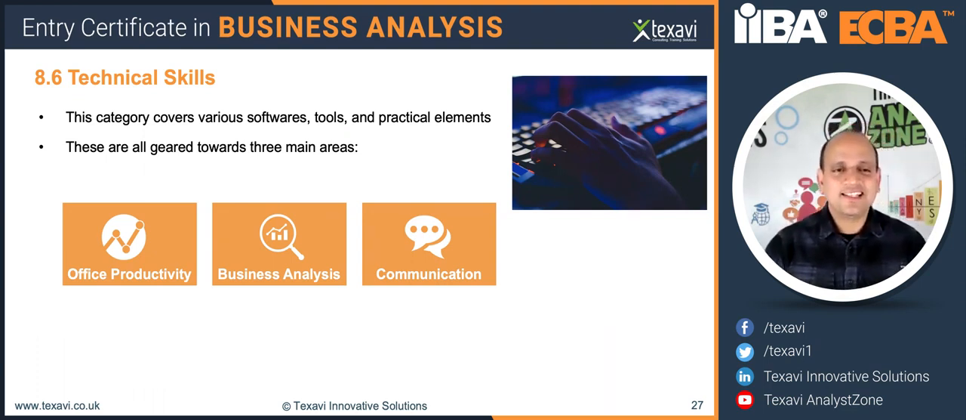The technical skills cover various software, perhaps some hardware, infrastructure, the tools, and practical elements and aspects about the interfaces, the interoperability protocols, and things like that. The APIs, for example, which connect these different software. And these are all geared towards the three main areas. We're talking about increasing the office productivity and the work productivity.